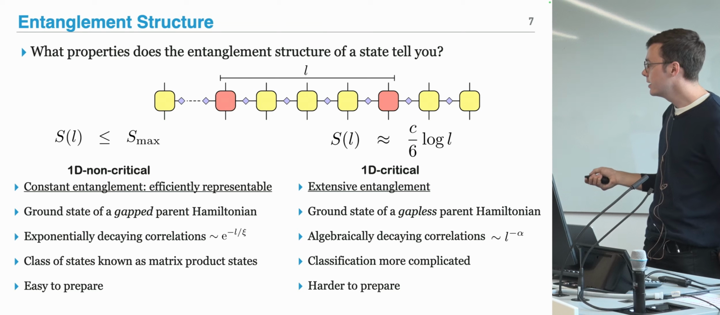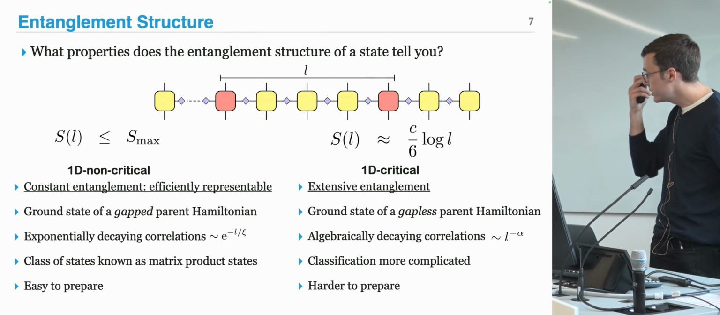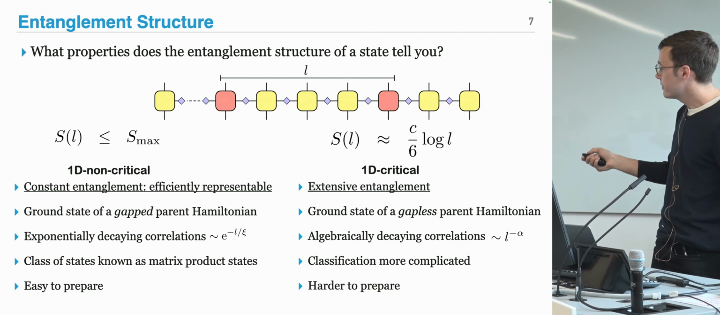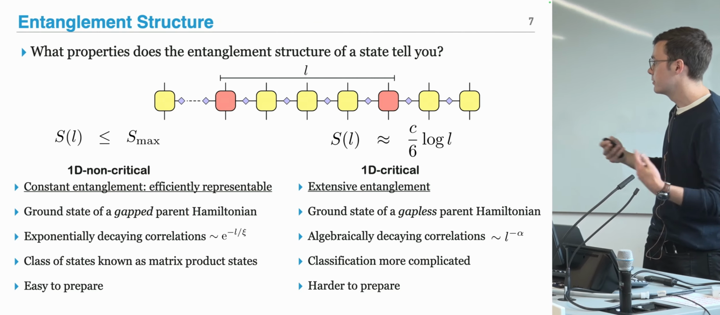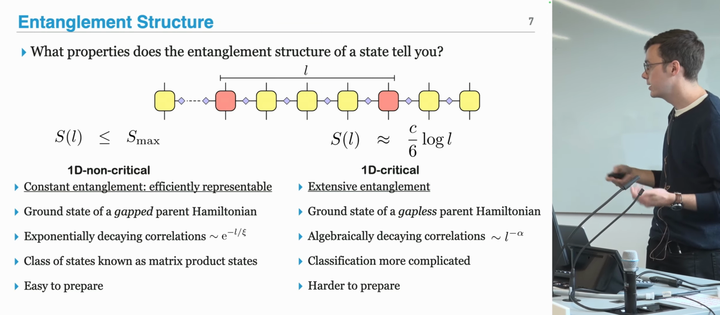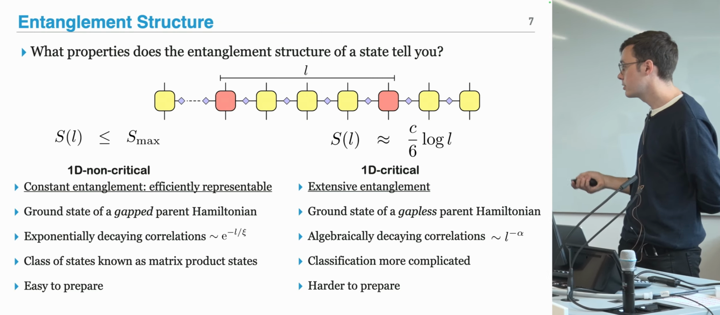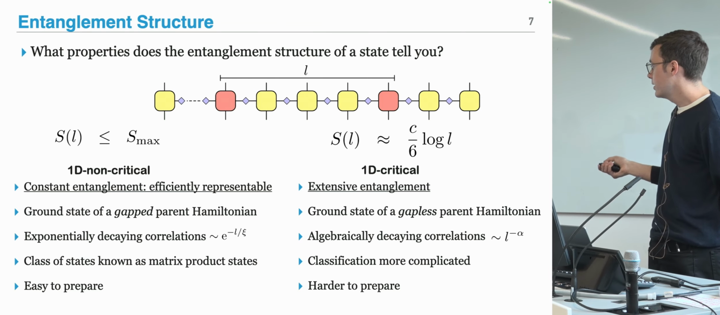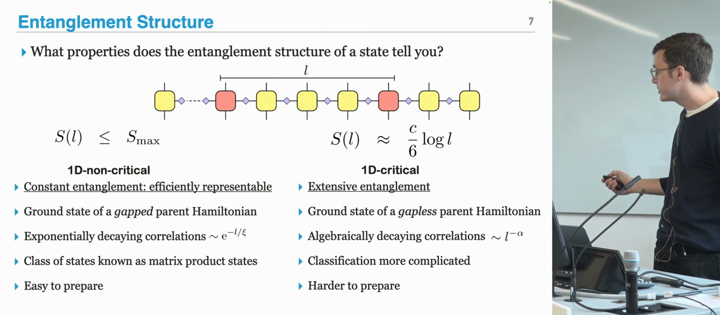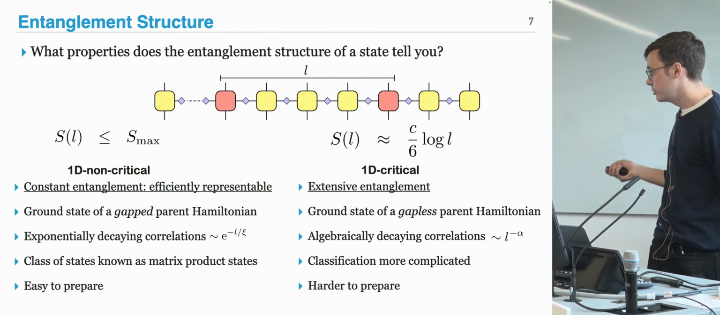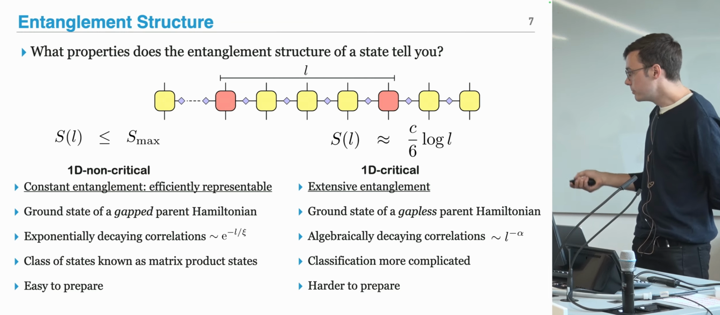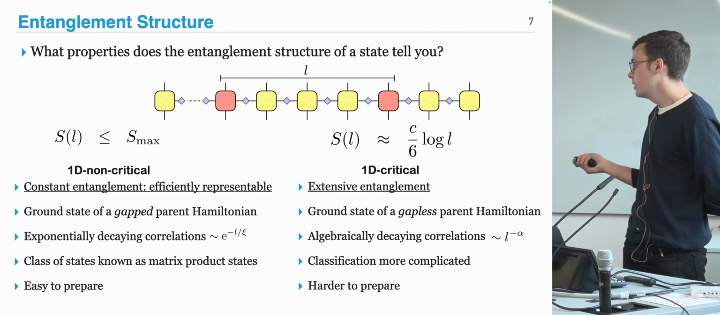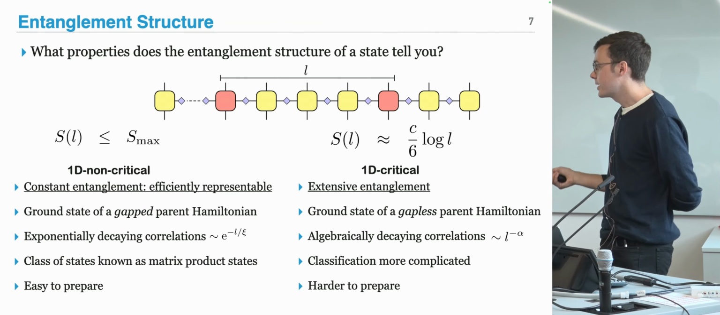The former case has properties like exponentially decaying correlations. So if I look at these two red sites and I want to make a measurement and look at some observable and see whether it's correlated between them, then I can expect the value of that correlation function to decay exponentially. Whereas in the latter case, we have long-range correlations and these decay much slower. These decay polynomially. The former case is well classified into a class of states known as matrix product states. In the latter case, this is much more complicated.